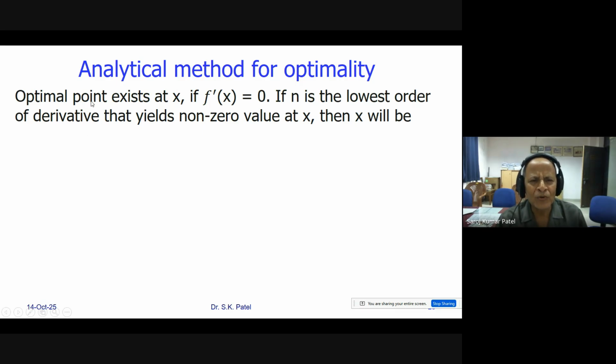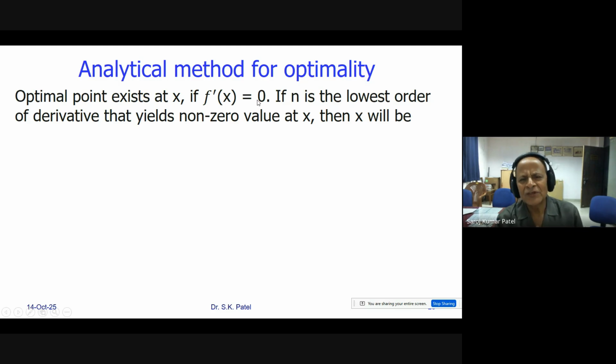Optimal point, graphical representation of a solution. So an optimal point exists at some value of x if the first derivative of the objective function is equal to 0.